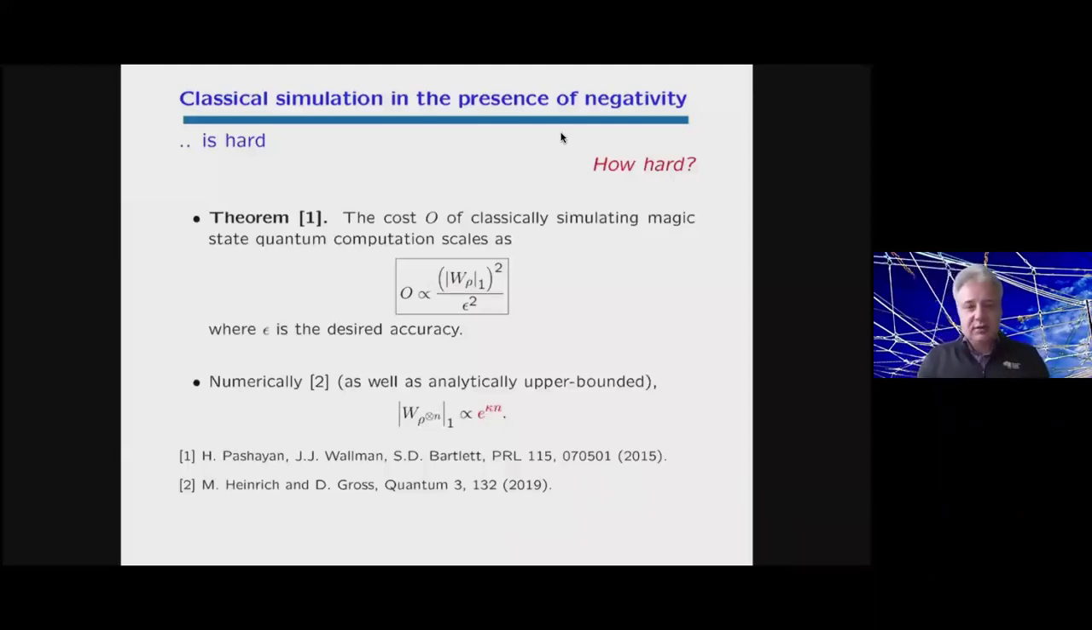Good. I just wanted to show you that negativity in the Wigner function is, in this way of simulation, the reason why the classical simulation becomes hard. Okay, so that's another thing to remember for later.